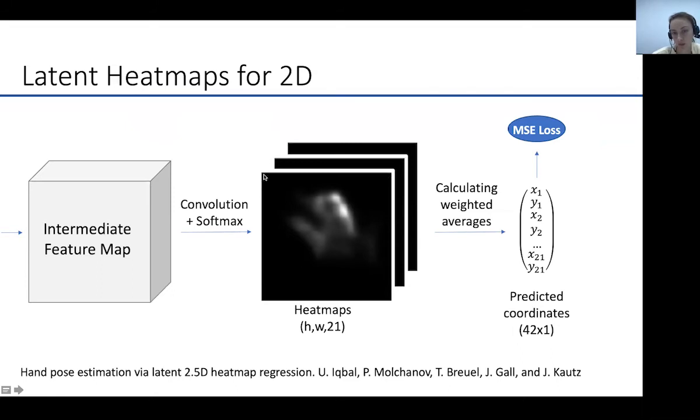Then you do it with 2D heat maps. But usual heat maps, direct heat maps, are the state-of-the-art approach for 2D, and most people use this direct one. Nobody uses this latent one, but I think it's a very nice idea to try.